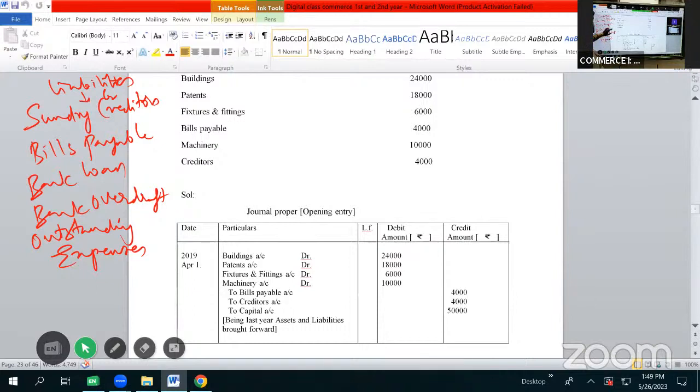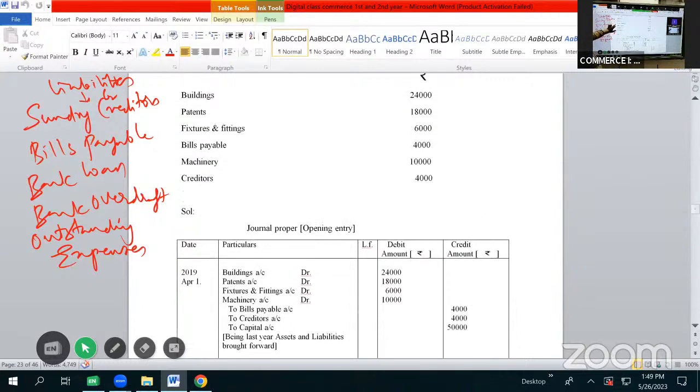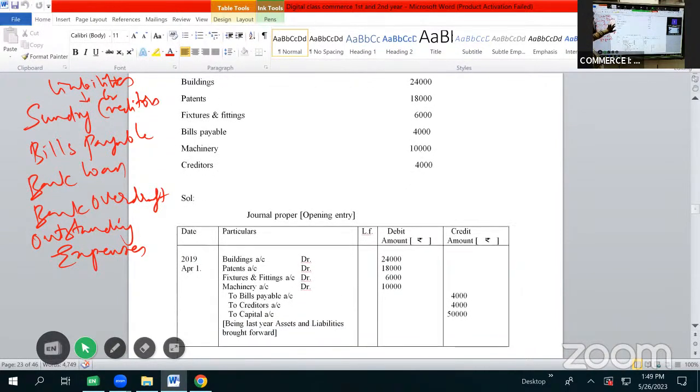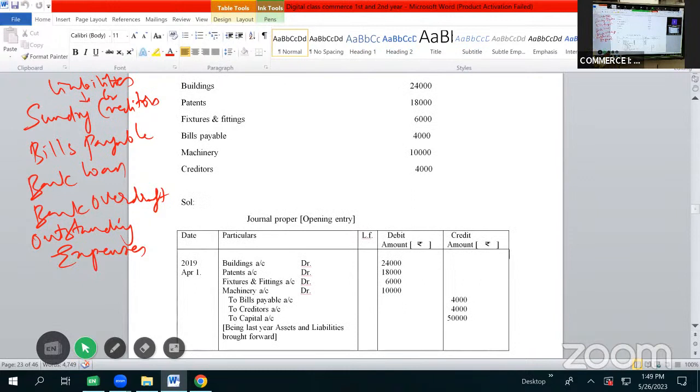So here we are given the names buildings, patents, fixtures and fittings, bills payable, machinery, creditors. Out of the names given in the question, we only have 2 names. Bills payable falls under the category of liability, and creditors. We have learned the name sundry creditors; here it is only given as creditors. So both fall under the category of liability. So bills payable and creditors are liabilities. Apart from these 2 names, all other names fall under the category of assets, and all assets have debit balance.